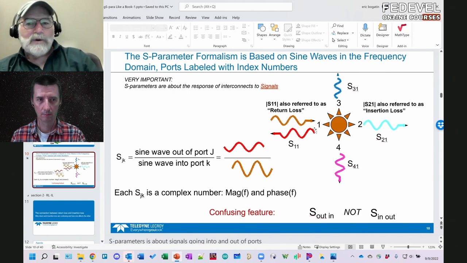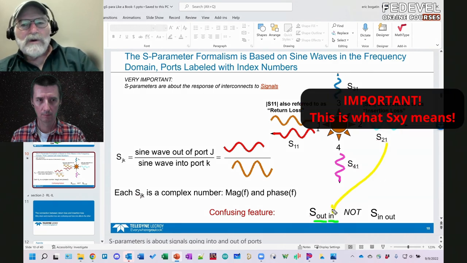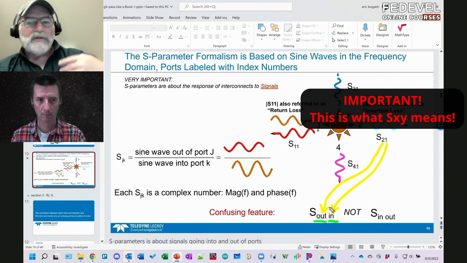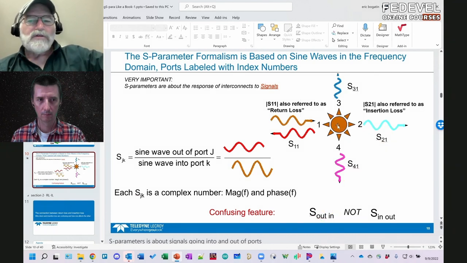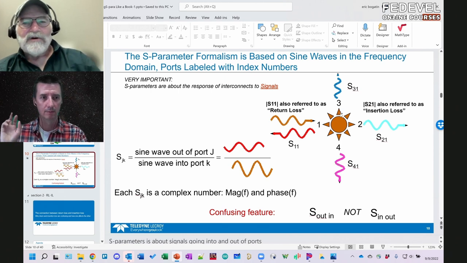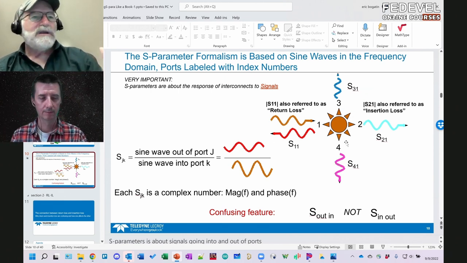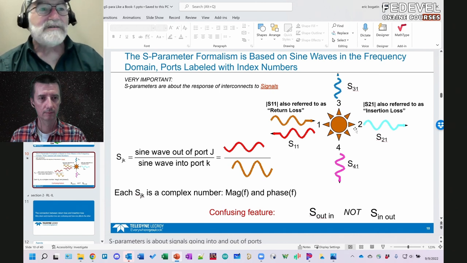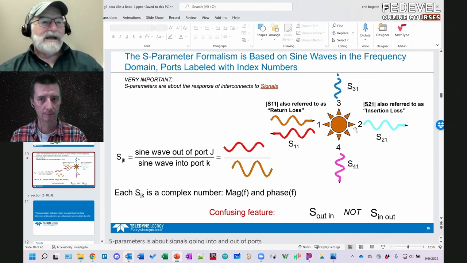I will have an S11, an S22, so a sine wave will go in and I'll look at what comes out. I'll have an S33, S44, I'll have an S21 going in on port one, coming out on port two. I'll have an S31, I'll have an S43. I'll send a signal into four and I'll look at what comes out of three. Every combination. So if I have four ports, I have 16 combinations. Each one of them has two numbers, a magnitude and a phase, and they're going to be at each frequency, so a huge number of numbers are in that model.